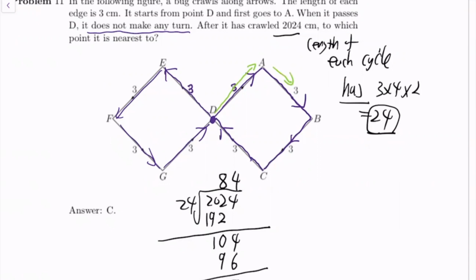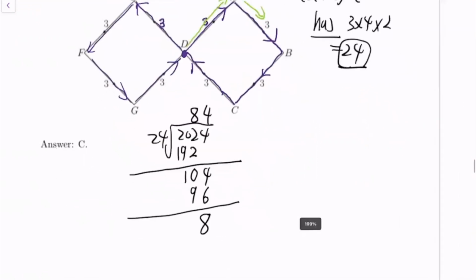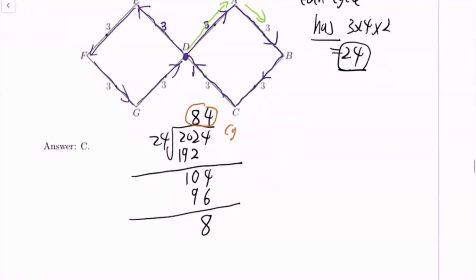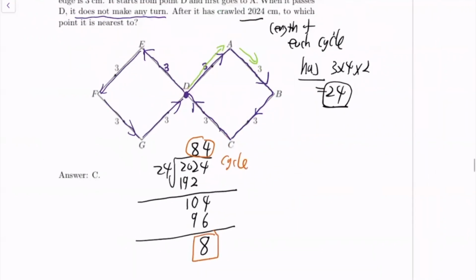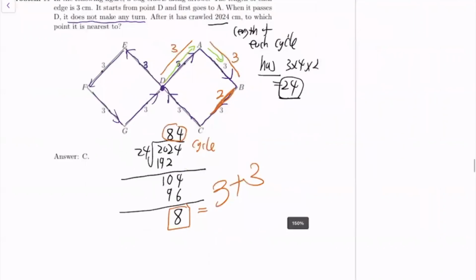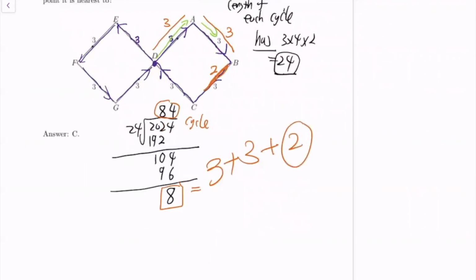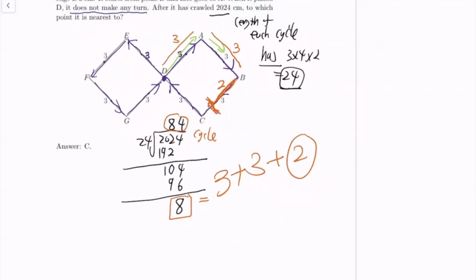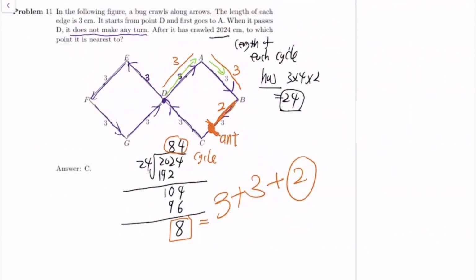So that means after 84 cycles the remainder is 8. Now, if it's 8, what shall we get? 8 is 3 plus 3 and the extra 2. So after this, the end will be right here. If you look at all the vertices, it's close to C. So the answer is C.